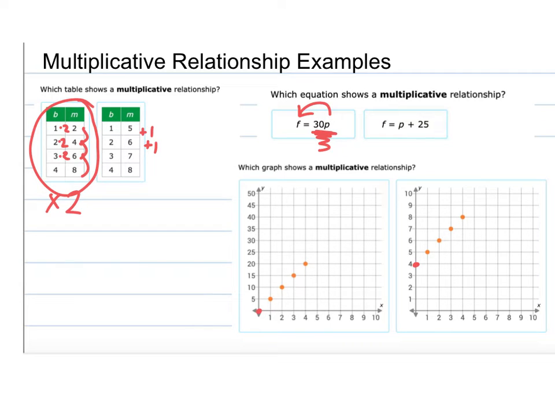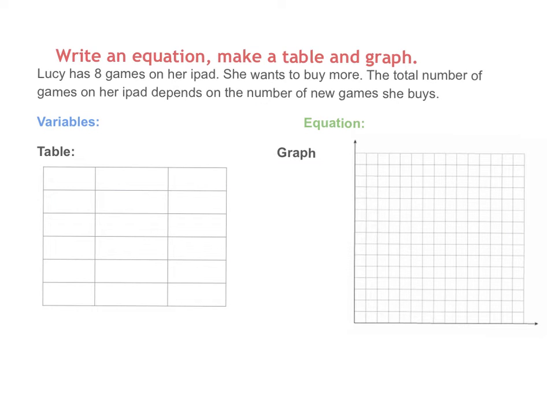So you can see my relationship is, I have 5 over 1, 10 over 2. Those are all going to be 5 times my input to get my output, whereas here it looks like we are adding, again, when we start at that 4 and then we're adding 1 from there. So that is multiplicative. So now we are going to tie a bunch together. You have practiced writing an equation, you've practiced making tables, and you've practiced making graphs. So now we're going to do it all together.